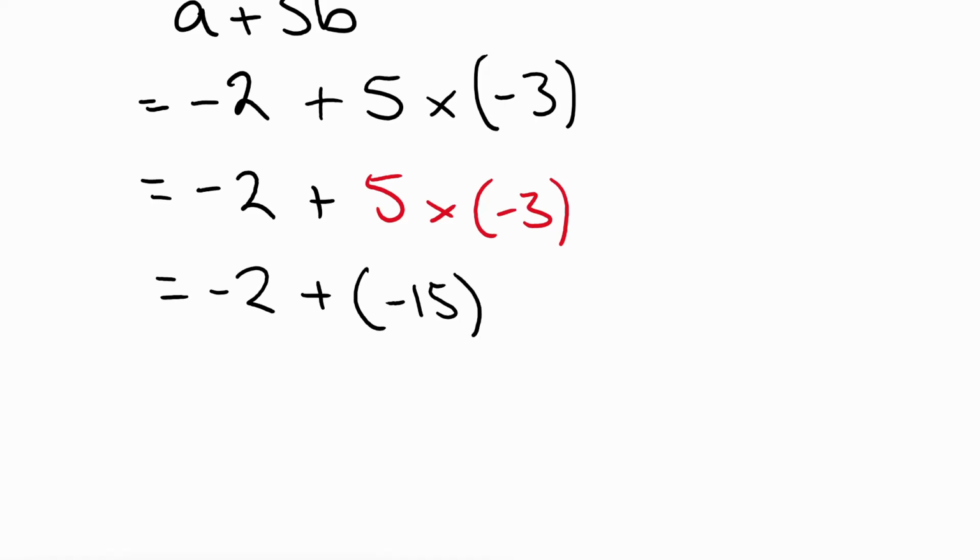And then we're going to look at, oh, this is a plus minus here, so they're different signs, so we end up with a negative. And then we can solve this to get negative 17. Because remember, if you have a negative number and you're taking away more, it becomes a bigger negative number.